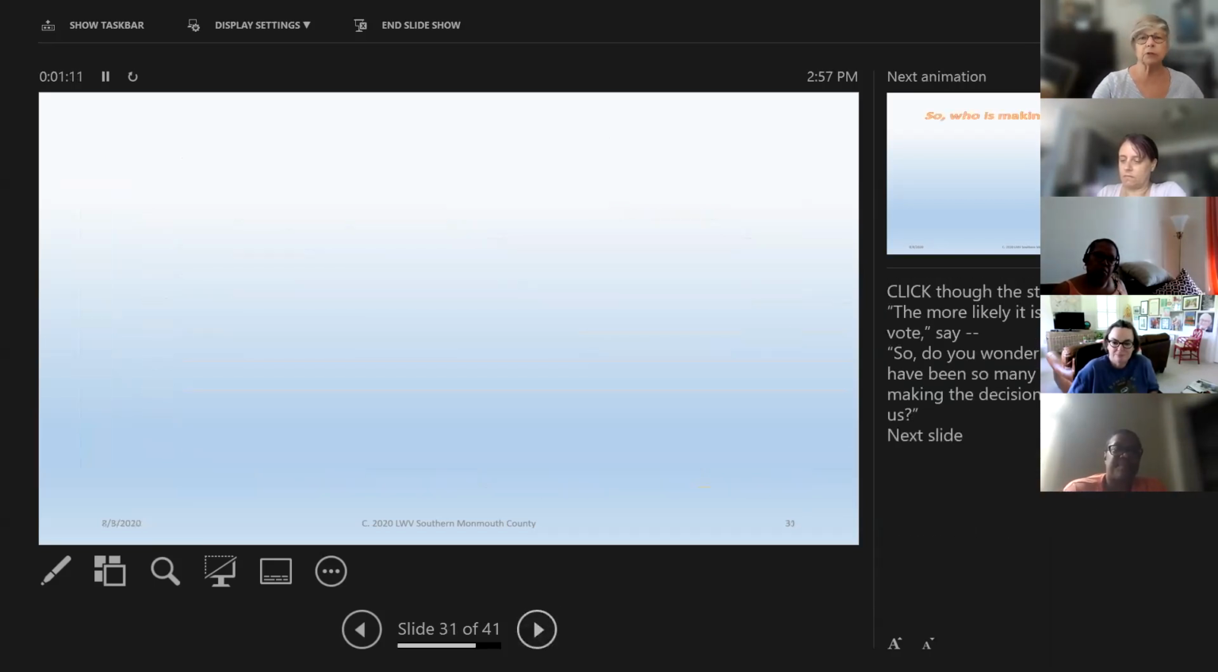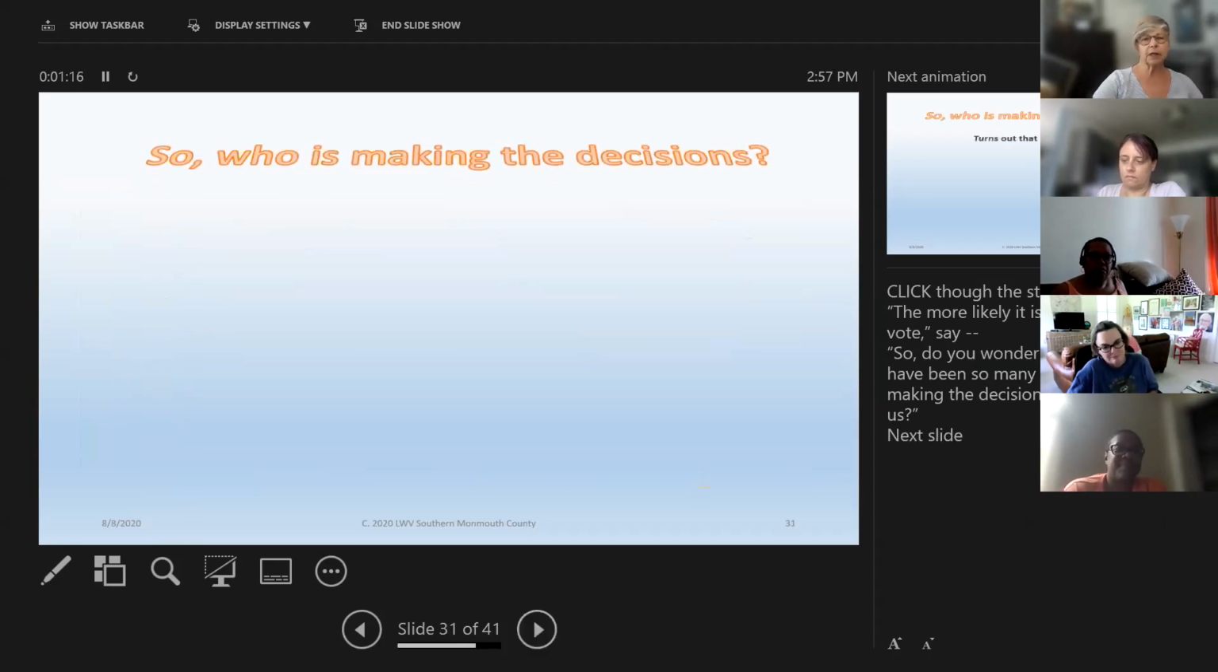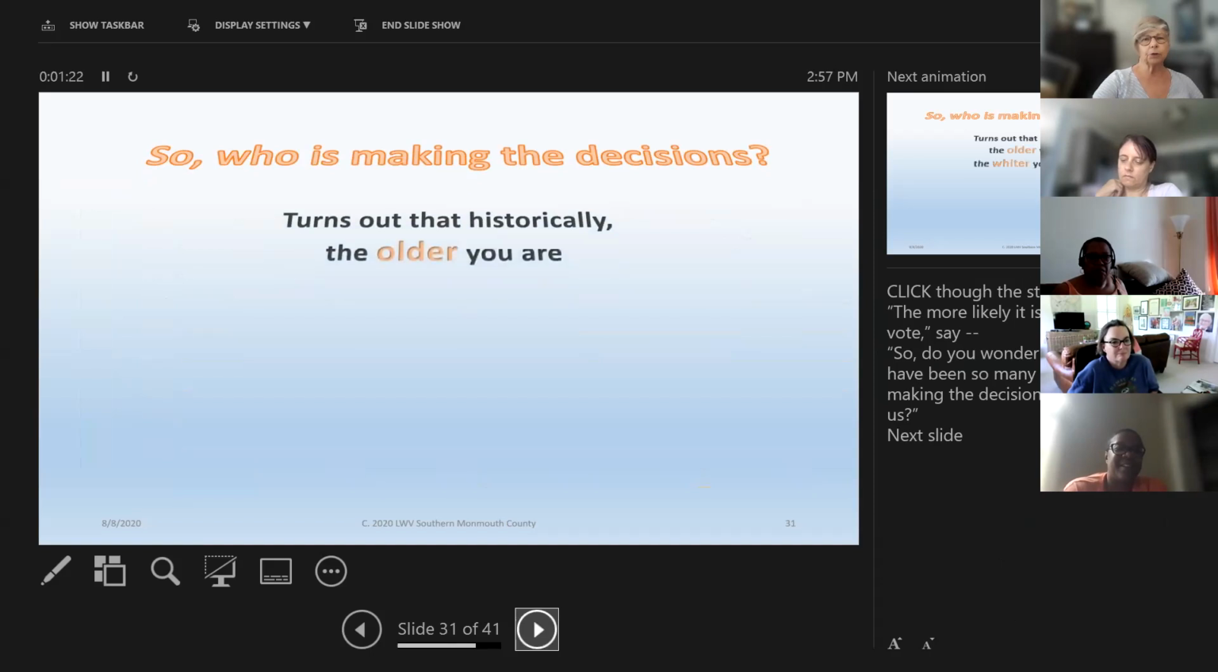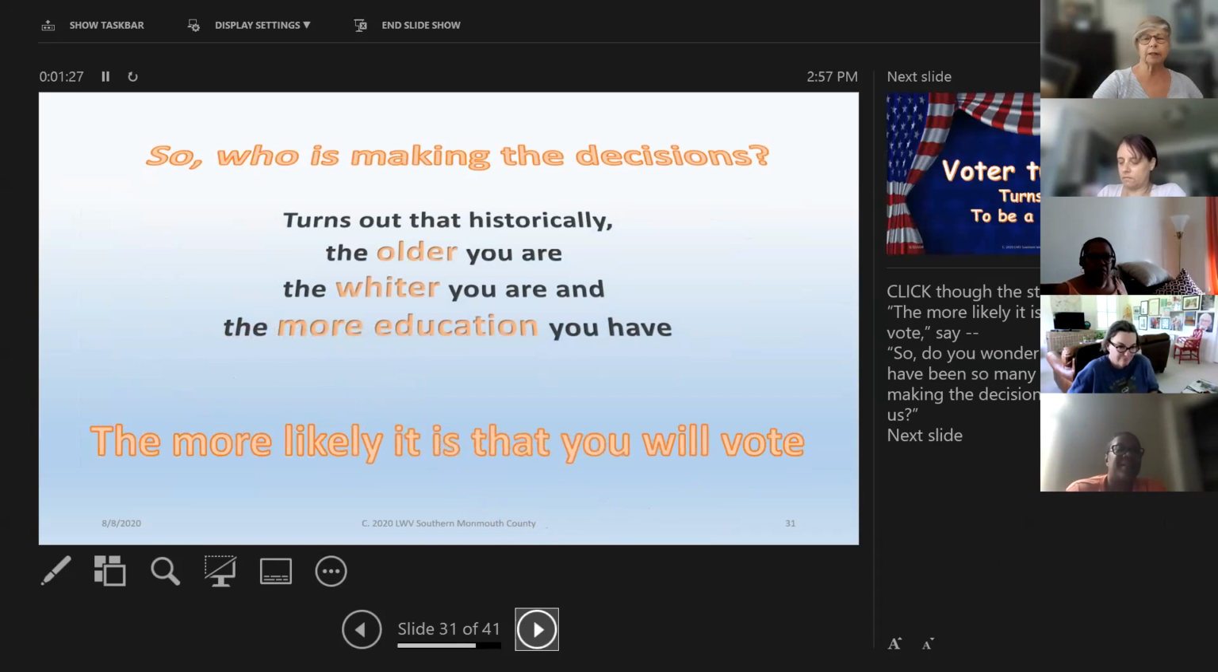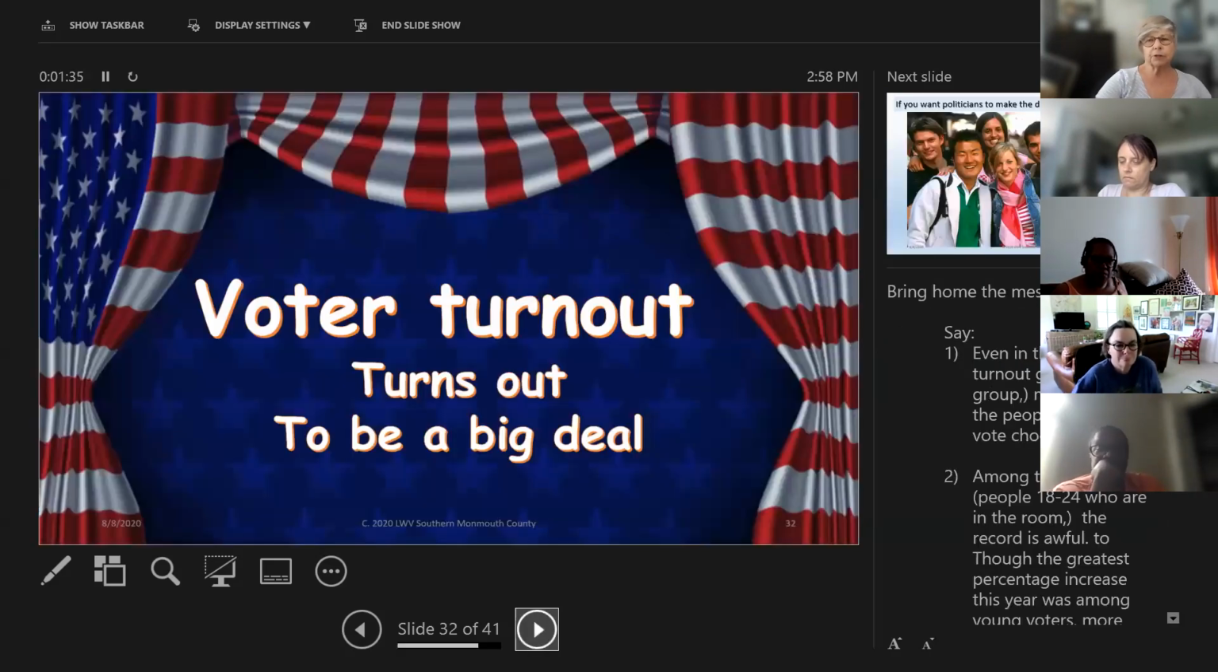Okay, so you have been in small groups. So who's making the decisions? Well, it turns out that historically, the older you are, the wider you are, and the more education you have, the more likely it is that you'll vote, and the more likely it is that you will be making the decisions for the rest of us. So voter turnout turns out to be a big deal. Even in the highest turnout groups like mine, really a quarter of the people who are eligible to vote choose not to vote. And among 18 to 24-year-old people, the record's awful.